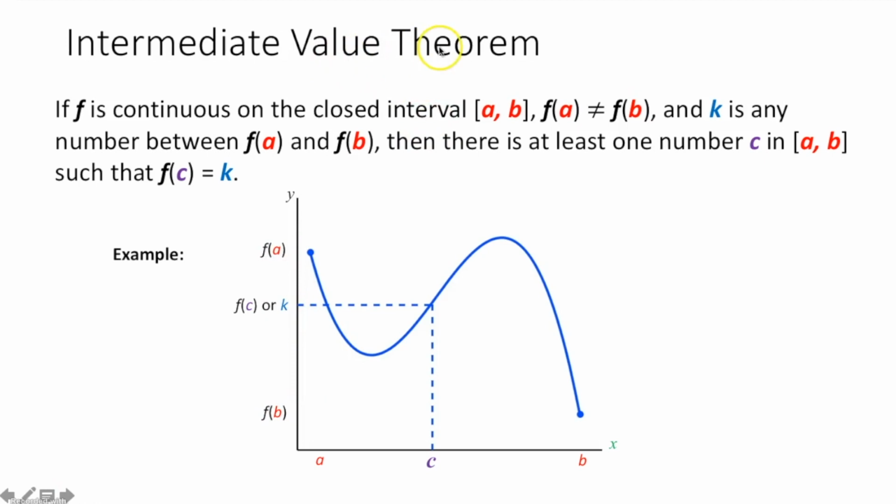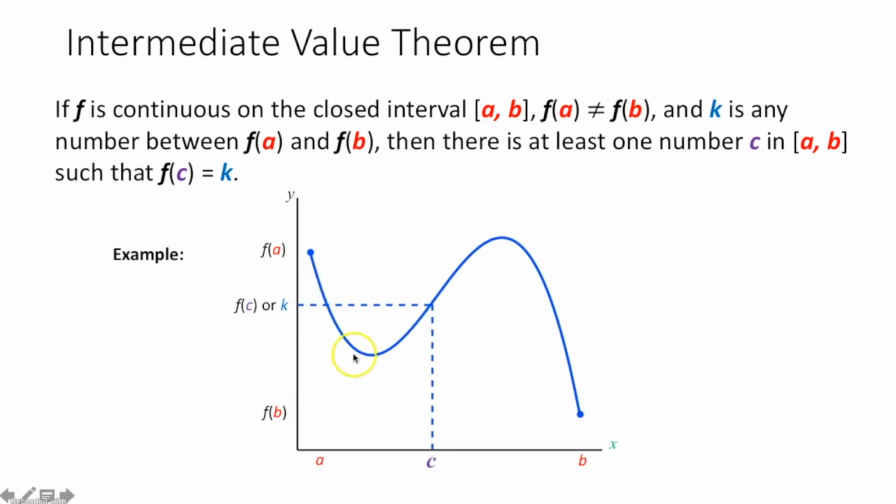Then the intermediate value theorem says that there exists at least one number c in the interval AB, so one x value, we'll call it c, that is on the interval AB, such that f of c is equal to k. So that when we plug in c to our function, we get a y value equal to k.